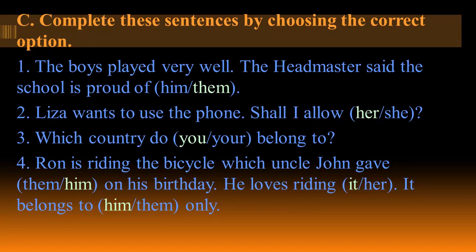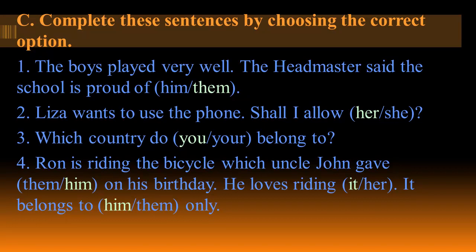And point number 2 is: Liza wants to use the phone, shall I allow her, okay, not she. Point number 3 is: which country do you belong to? Students, you here is the second person, it means when we are directly speaking to another person. So you refers to a single person here, one person whom we are speaking to. When I am speaking to someone and want to refer to him or her, I use the pronoun you. And students, we use you for both masculine and feminine.